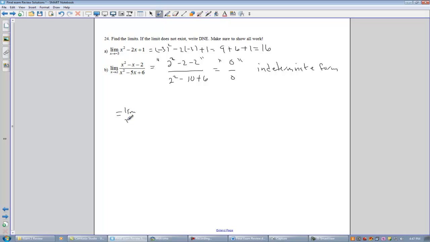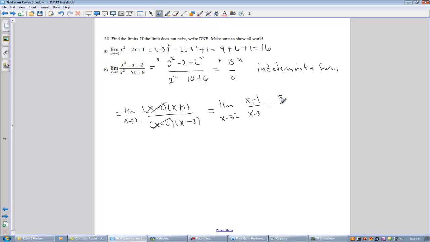So the idea is if you take the limit as x goes to 2, what you can do is you can actually factor the top. So the top factors as x minus 2 times x plus 1, divided by, and the bottom also factors, this is x minus 2 times x minus 3. And you can see here, then you can cancel off these x minus 2's, and that's where the indeterminate form goes away. Because if you plug in 2 for x, you'll see that's 0 and that's 0. So now you get the limit as x goes to 2 of x plus 1 over x minus 3.